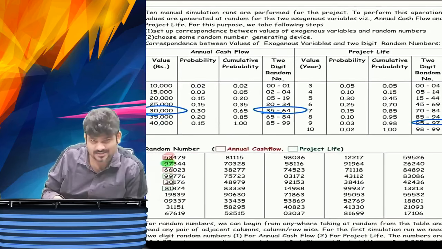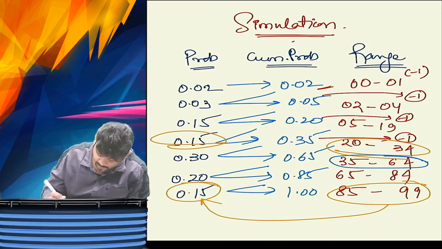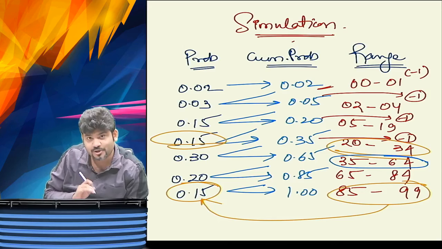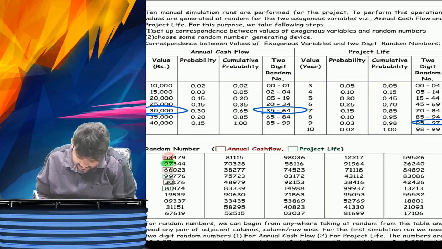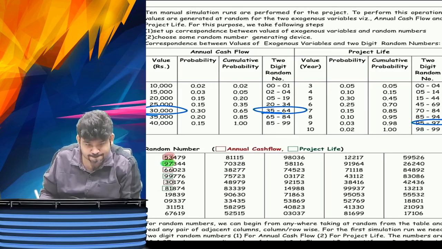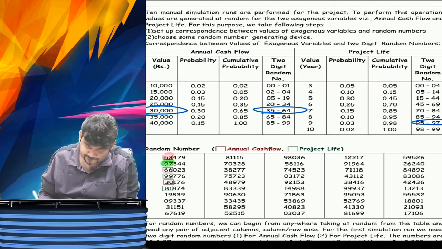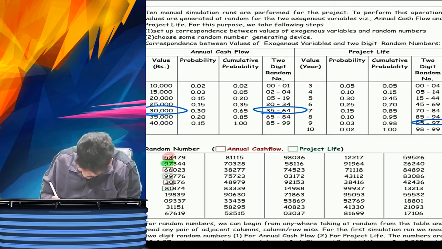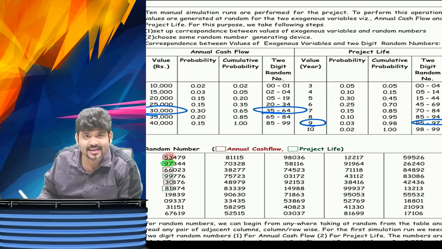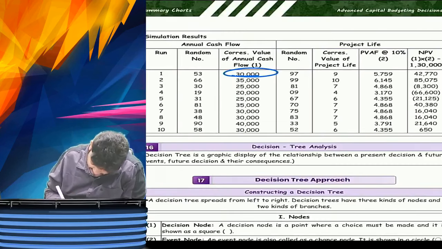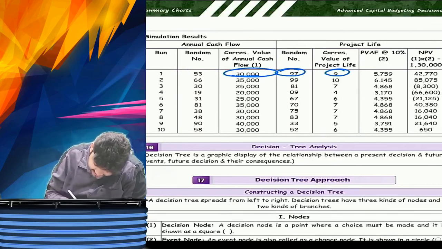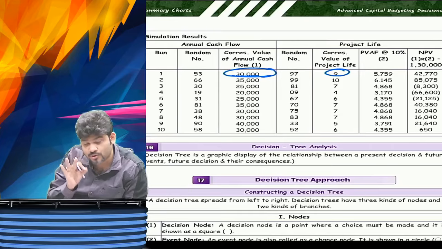In the same way, you have to do this for project life also: probability, cumulative probability, range. Once you are done with that, 97 falls where? 97 falls at 9 years. Now, what you have to do? 30,000 cash flows for 9 years.